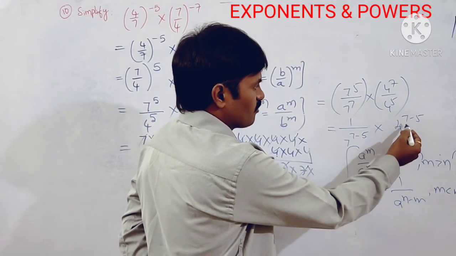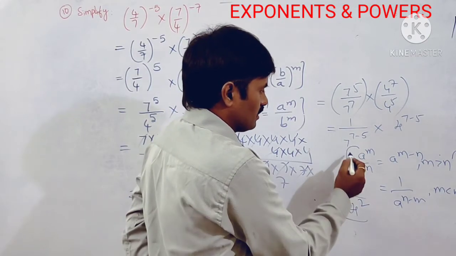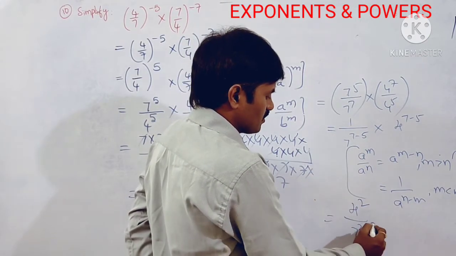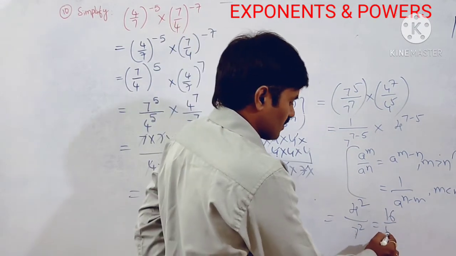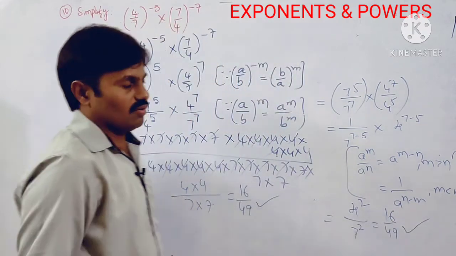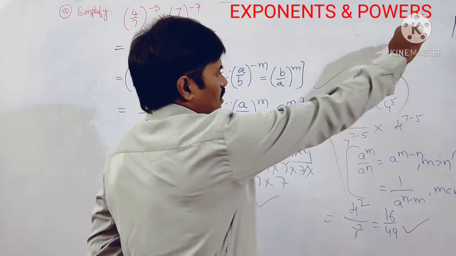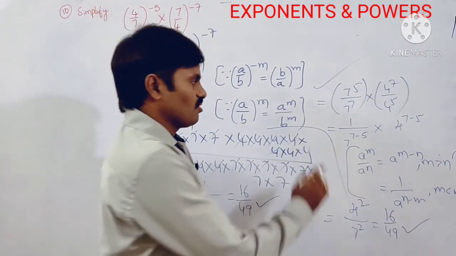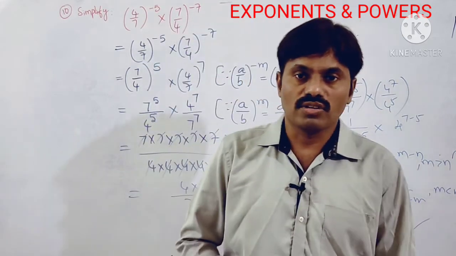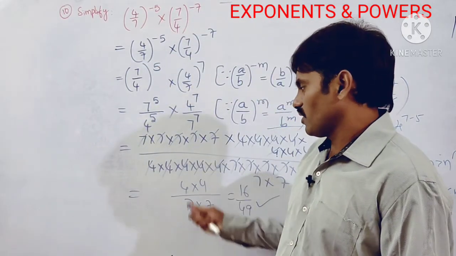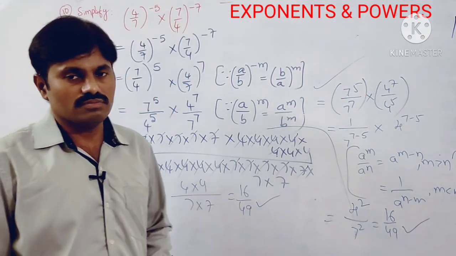Now we know how to simplify. 4^(7-5) is 4 squared, and the denominator is 7^(7-5), which is 7 squared. So 4 squared is 4 into 4, which is 16, and 7 squared is 7 into 7, which is 49. We can approach it by any method, no issue. By applying the laws of exponents you follow this procedure, but if you do not get the idea, we can explain it like this also. That is why I have given this type of solution also.